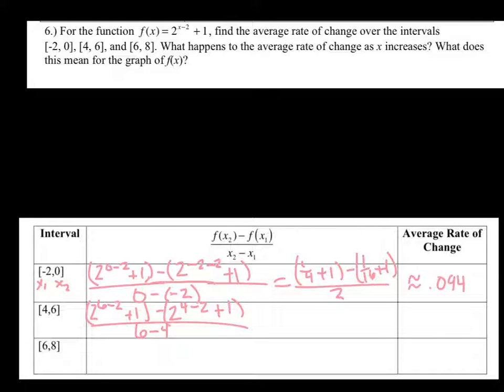That gives us 2 to the fourth power plus 1. So 16 plus 1 is 17. And our second one is 2 squared, which is 4, plus 1 is 5. So 17 minus 5 all over 2. 12 over 2 gives us a rate of change of 6. And then 6 to 8.